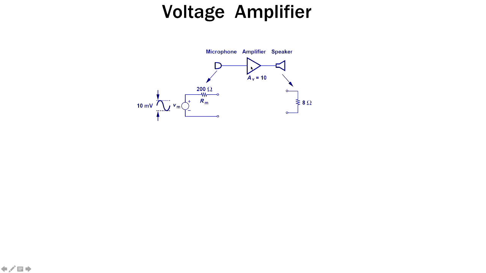Why? Because you have to take into account input impedance, and output impedance. So when you design a voltage amplifier, there are other factors like input impedance and output impedance that come into the picture, not only gain. And this is an example.